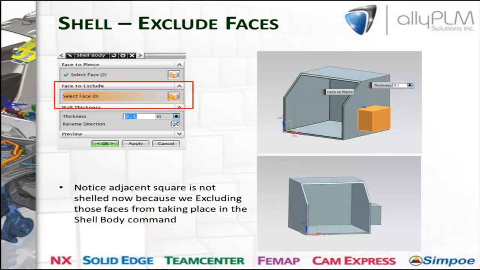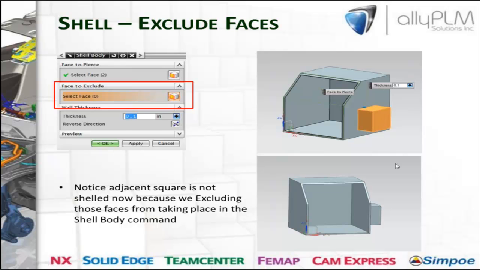Going back a step, underneath shell body, there is that option to exclude faces. So what it's going to do by default is shell the entire part. Well, maybe we don't want to include this little box, this rectangular shape on the side. We don't want that to be shelled, right? By default, shell body is going to shell the entire part, but I want to say except for these faces.